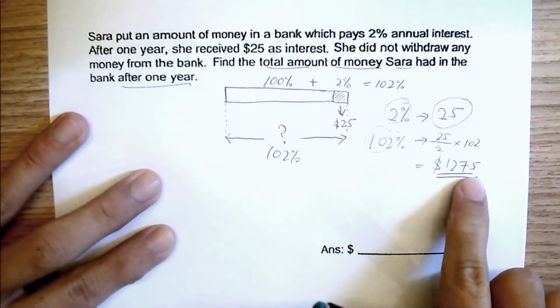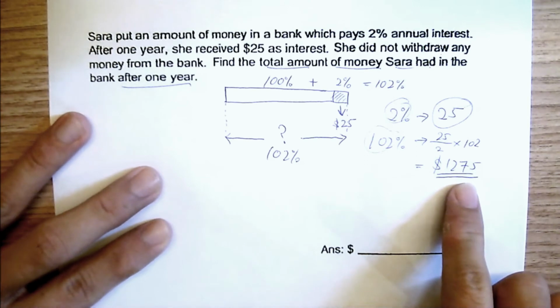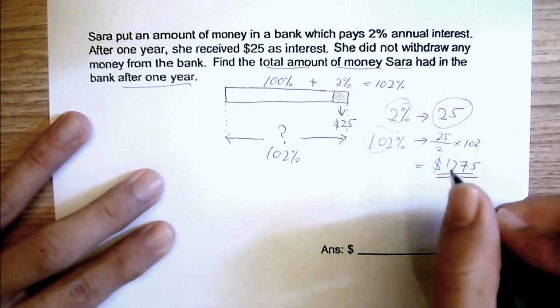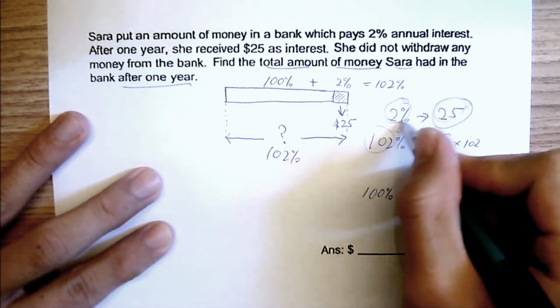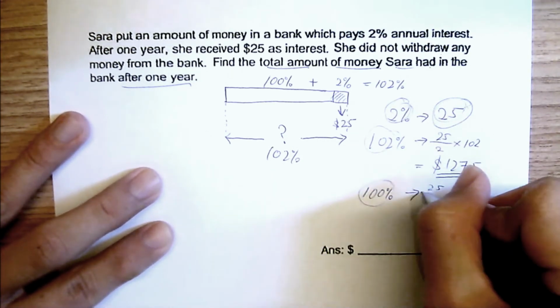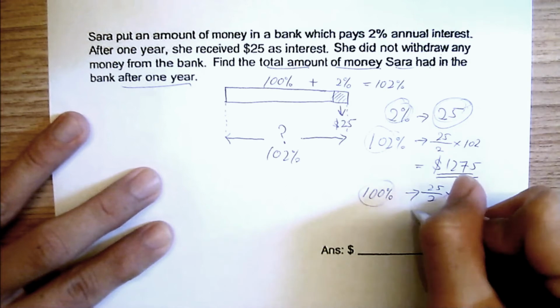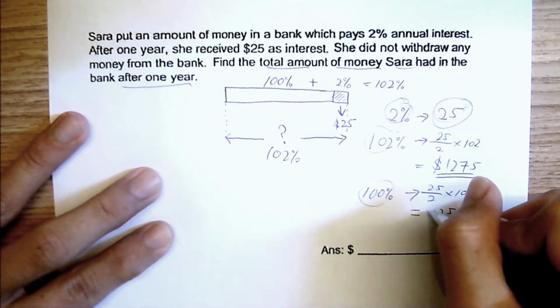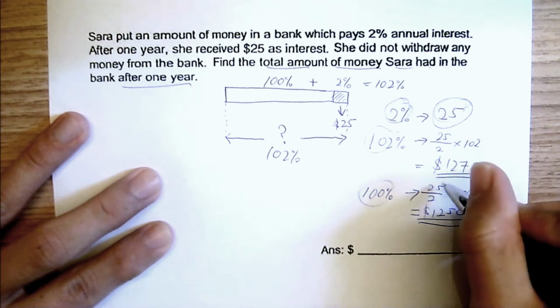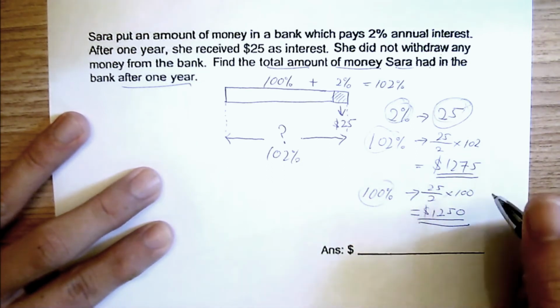Simple, right? Now, just to explain a little bit further, I'm going to help you find what is 100% right now. 100% is 25 divided by 2 times 100. That will give us 1,250.